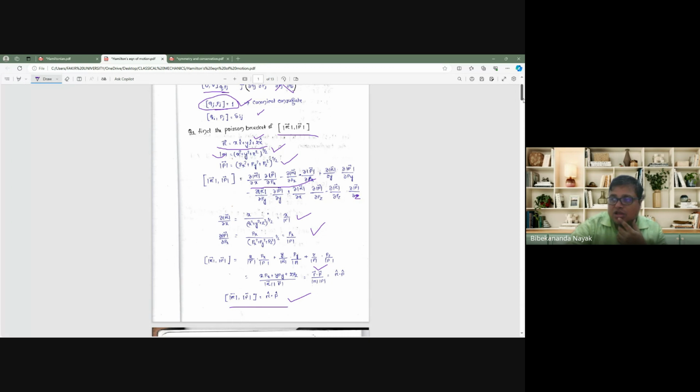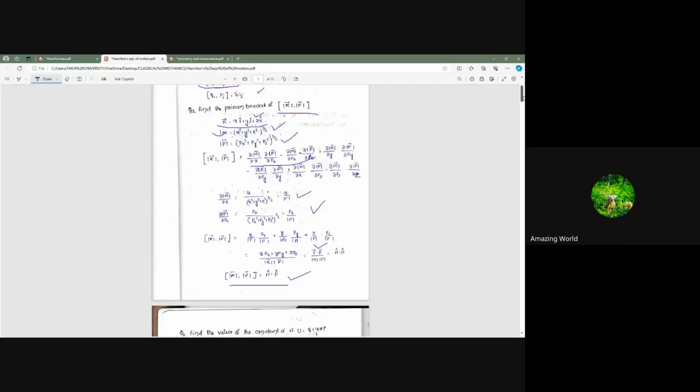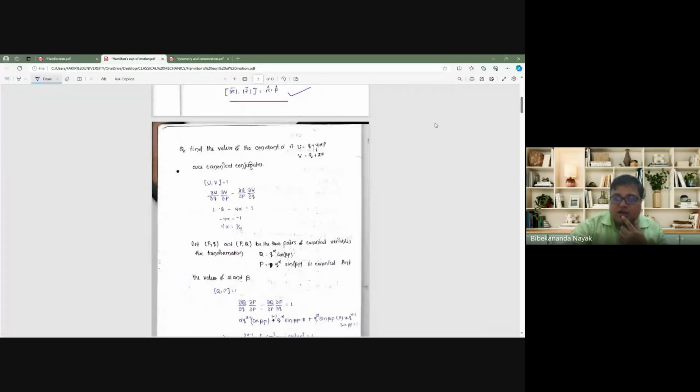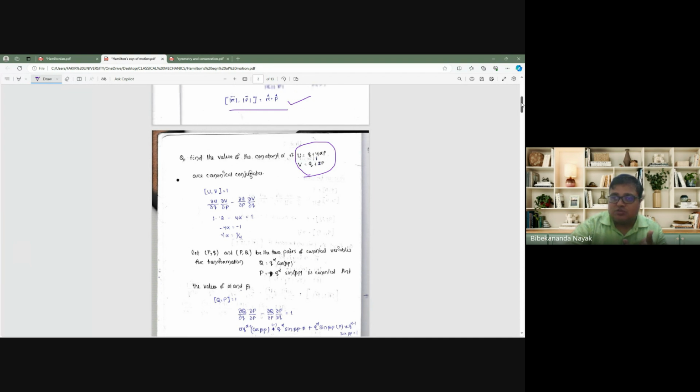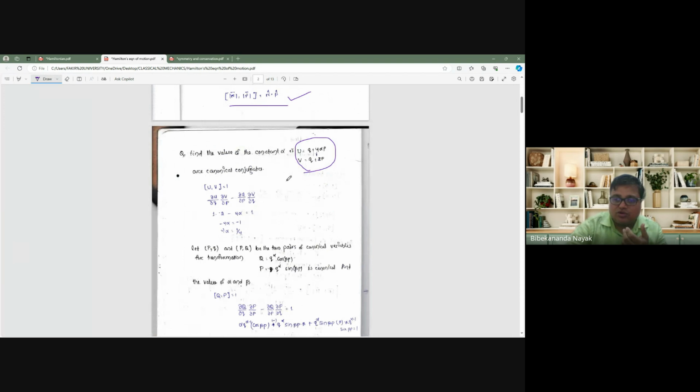Yes, sir. Then another problem here. Find the value of alpha if u is equal to q plus 4 alpha p and v is equal to q plus 2 p are canonical conjugates. Canonical conjugate means its Poisson bracket must be 1. So the u, v Poisson bracket will be 1. By definition, the Poisson bracket means, with one variable q and one p, there is no summation: del u by del q into del v by del p minus del u by del p into del v by del q. Taking the derivatives, we found 1 times 2 minus 4 alpha times 1 is equal to 1. That means minus 4 alpha is equal to minus 1. Alpha is equal to 1 by 4.